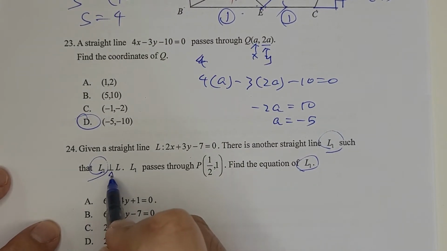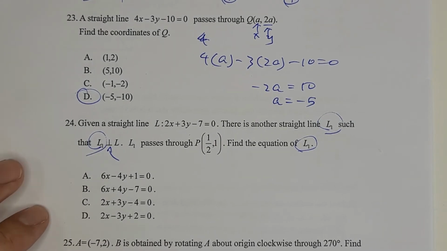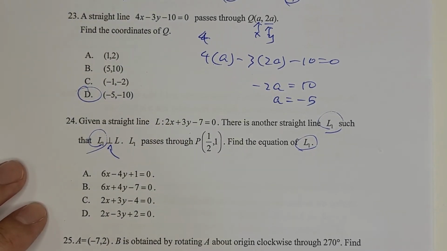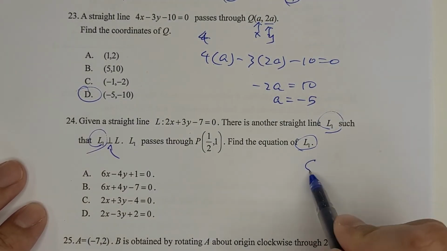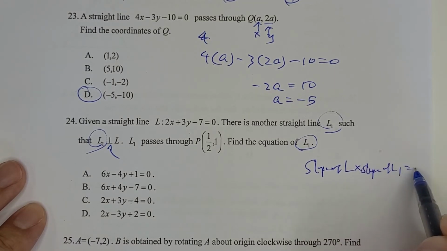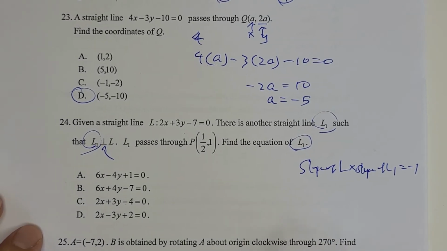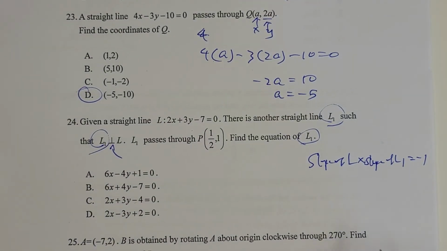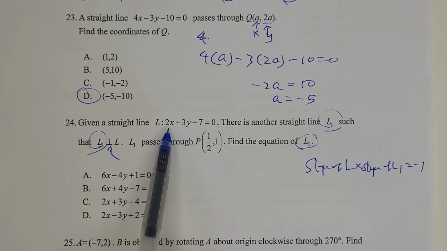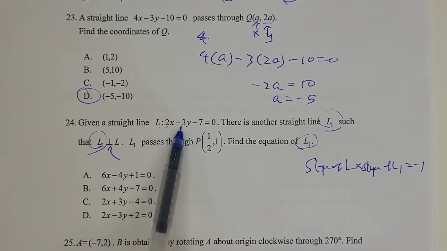Here, if you know that these two straight lines are perpendicular to each other, then in your mind you may think that, okay, the product of the slope of these two straight lines, slope of L times slope of L1 equals negative 1. That's correct. This concept is correct. But how do we do it more quickly? Check the number. The slope of L is formed by these two numbers, right? 2x plus 3y. Formed by these two, 2, 3.